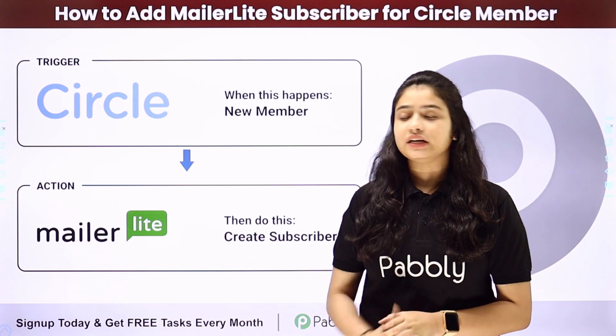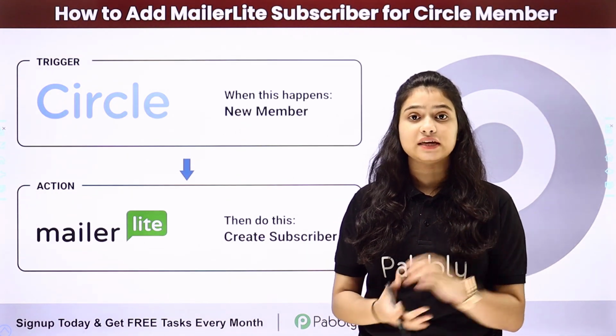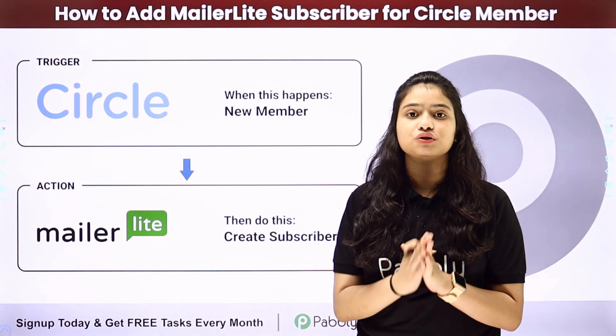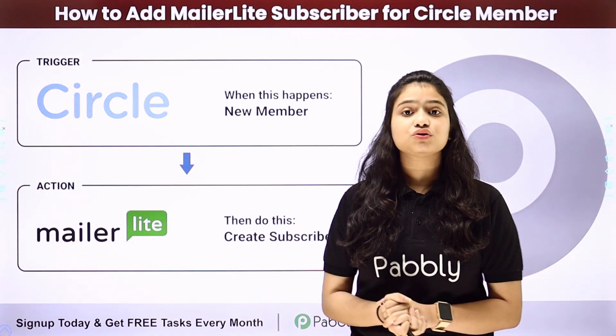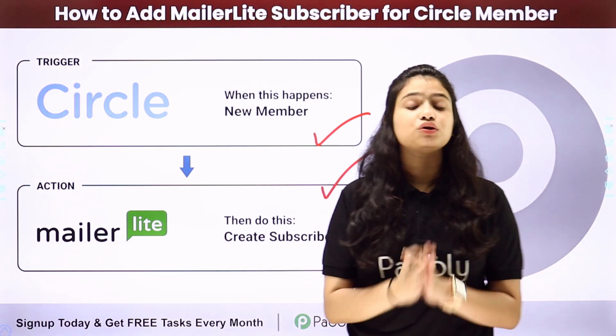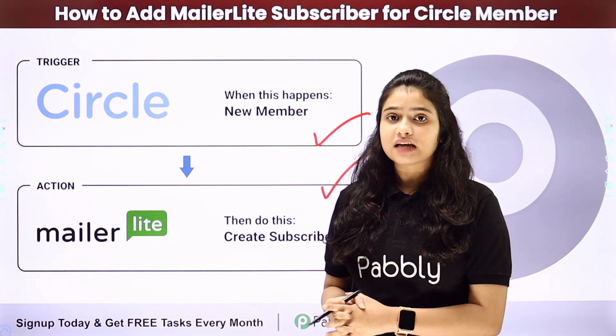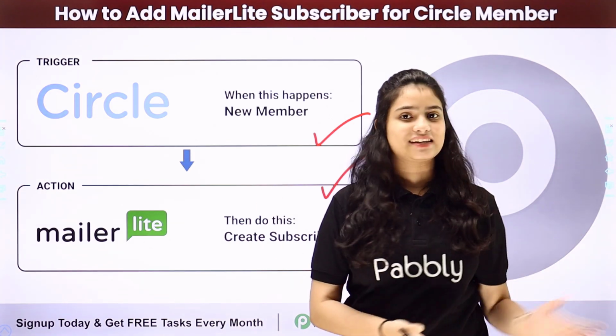So how are you going to do that process automatically and effortlessly? For that you will have to integrate both these applications, and to do the same we are going to use Pabbly Connect, which is an amazing automation and integration software, in order to connect both of them. Now what we are going to do, we have Circle in our trigger and MailerLite in our action. So we will be connecting both of them by using Pabbly Connect in order to automate this entire process. And to learn the entire process step by step, let me take you all to my screen.